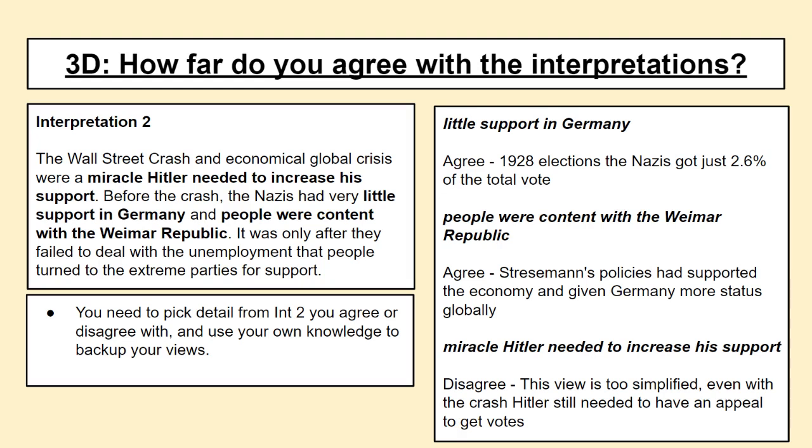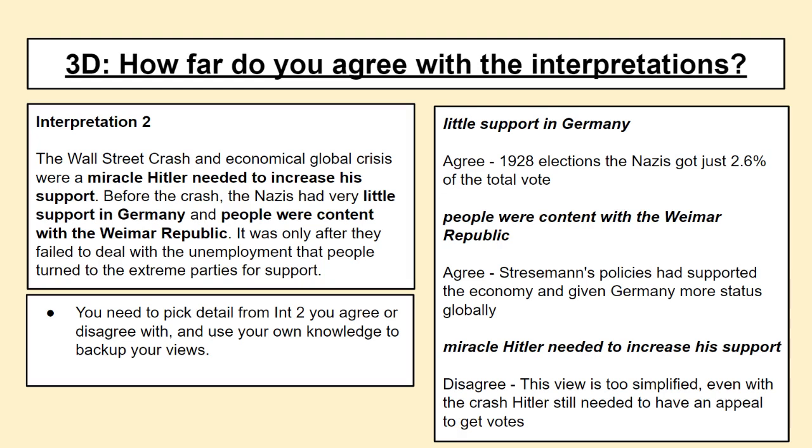The interpretation also says that people were content with the Weimar Republic for a long period of time. And I would agree with that, and I know why, because of things like Stresemann's policies, the Dawes Plan, the Young Plan. They'd given Germany more status globally, things like being accepted into the League of Nations, of course.